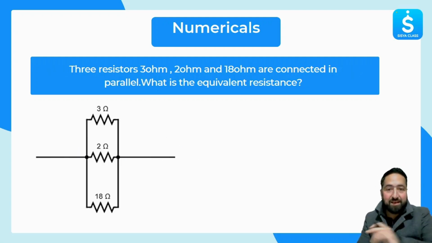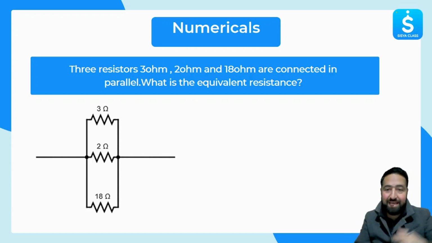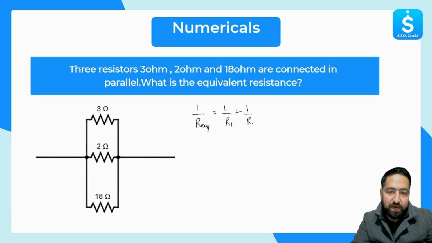Let's see this. Three resistors, 3 ohms, 2 ohms, and 18 ohms. They are connected in parallel like this, as you can see. What is the equivalent resistance? Instead of these three resistances, I will only put one, but what will be the resistance of that? I need to calculate it. So they are in parallel. I can clearly see 1 divided by R equivalent equals 1 by R1 plus 1 divided by R2 plus 1 divided by R3.